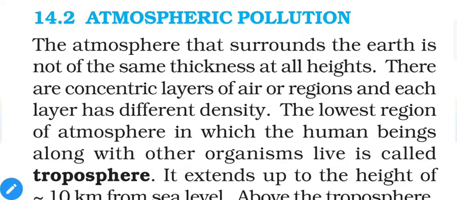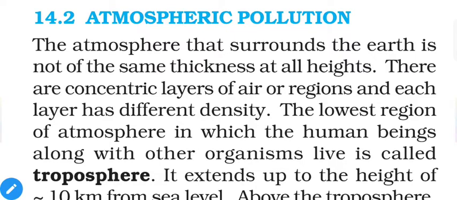The lowest region of the atmosphere, in which human beings along with other organisms live, is called the troposphere. For us the troposphere is the most important layer of the atmosphere, and it extends up to a height of 10 kilometers above sea level. That means the cloud system, air to inhale, oxygen for photosynthesis, carbon dioxide, all of these requirements are present within the troposphere. That's why it is the most important layer of the atmosphere for us.